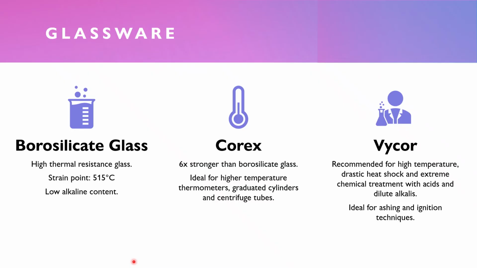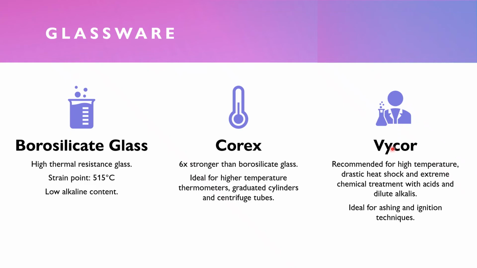The next would be Corex or aluminosilicate Corning. It is 6 times stronger than borosilicate glass. It is a special alumina silicate glass that has been strengthened chemically rather than thermally. Again, it is 6 times stronger than borosilicate glass. Corex are ideal for higher temperature thermometers, graduated cylinders, and for centrifuge tubes.